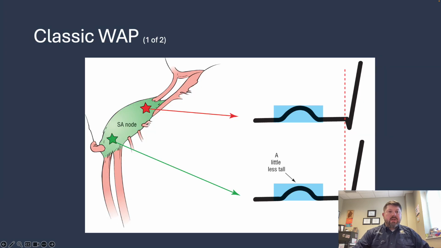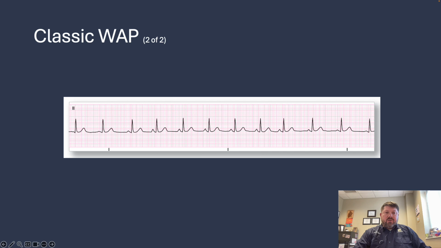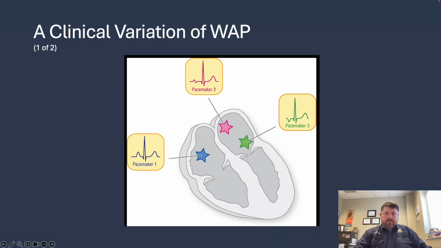So we'll look at this really quickly, the classic wandering atrial pacemaker, and it's just because it's coming from a slightly different area in the SA node, so it might be just a little bit different, and that's something you may see pretty regularly. This example will show it. You see just a little bit of a difference in the P waves here, but they're not significantly different.